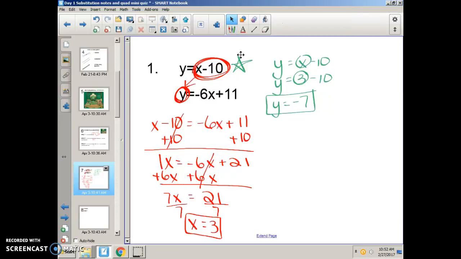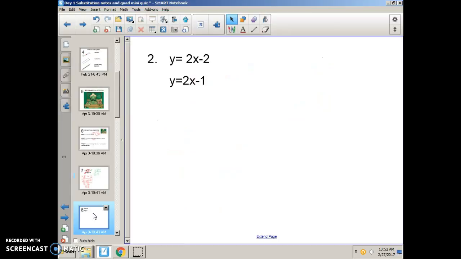Okay, pause here. You're going to try number 2, but I'm going to tell you right now it's going to work out a little bit different than we're used to. So don't be surprised when you see something doesn't quite work out like we planned, and then see if you can figure out what that means about the equation. So pause here, try number 2, and then I'm going to go through it.